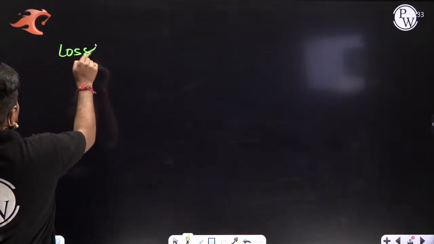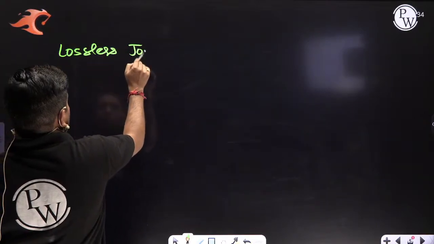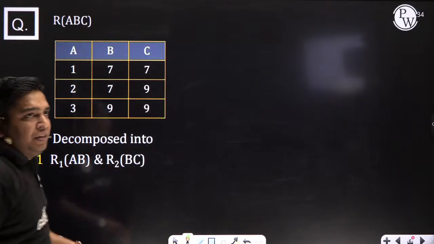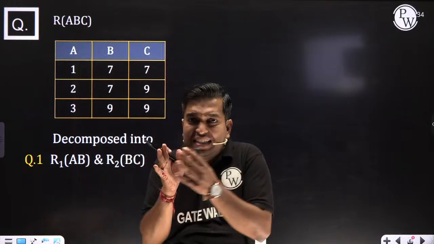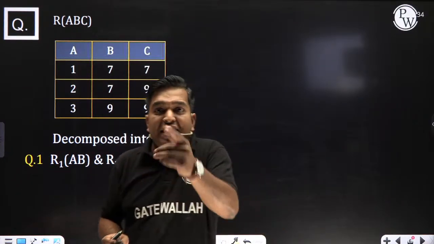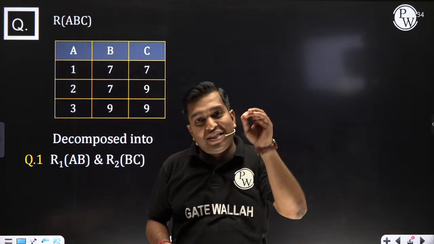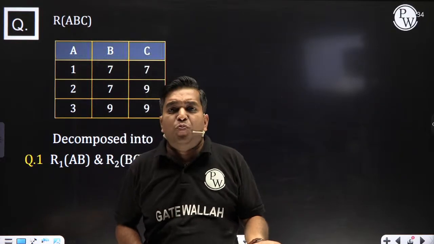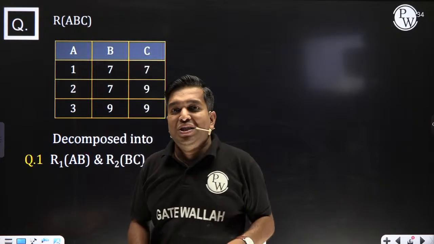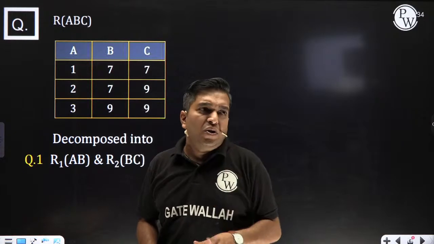First of all, we are discussing lossless join. Whatever the meaning of lossless join decomposition, I told you, if we try to join and we get the exact table, meaning not getting any spurious tuple, then we can say it is a lossless join. But if we are getting spurious tuples, then we can say it is a lossy join, my dear.